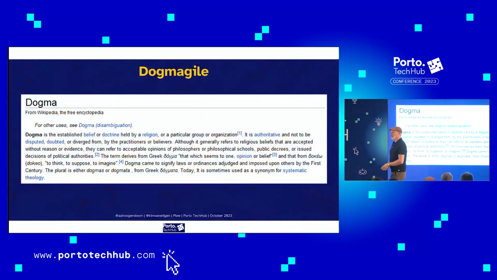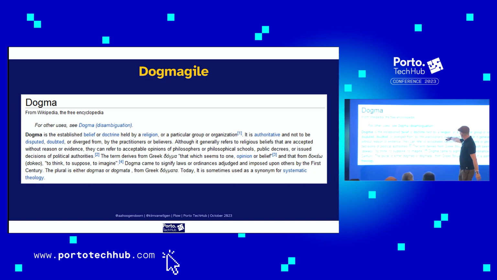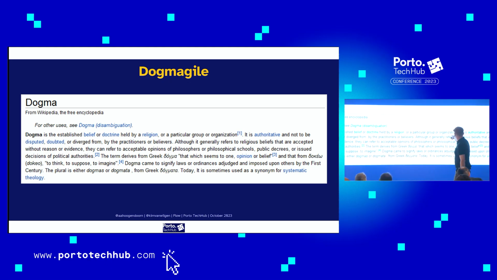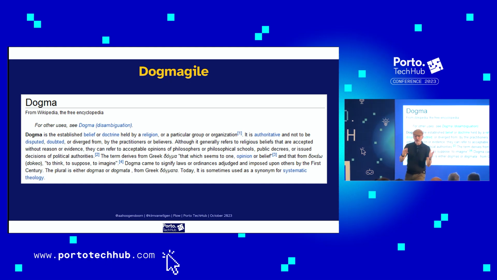So let me talk a little bit about dogma, just 1 second, right? So here's the thing. Dogma is the established belief or doctrine held by a religion or a particular group or organization. It's authoritative and not to be disputed, doubted, or diverged from by the practitioners or believers. This is Scrum, right? Or at least that's what I read about Scrum, right? It's like, no, you have to do Scrum like this. And what should a Scrum Master do? Exactly this, because that's in the booklet, basically, right?